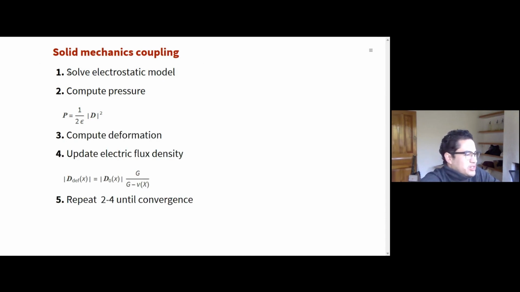So we already solved the electrostatic model. Then we are going to couple both models with a boundary condition. In solid mechanics, we have boundary conditions that can specify loads and pressures. So the pressure that we are going to use to express the deformation is going to be dependent on the electric flux density of our electrostatic model. After computing the pressure with this electric flux density, we compute the deformation using the solid mechanics workflow, and then we update the electric flux density with this new deformation. And then we repeat steps 2 to 4 until we reach convergence, which is going to be the maximal deformation and displacement that we are going to see in our model.